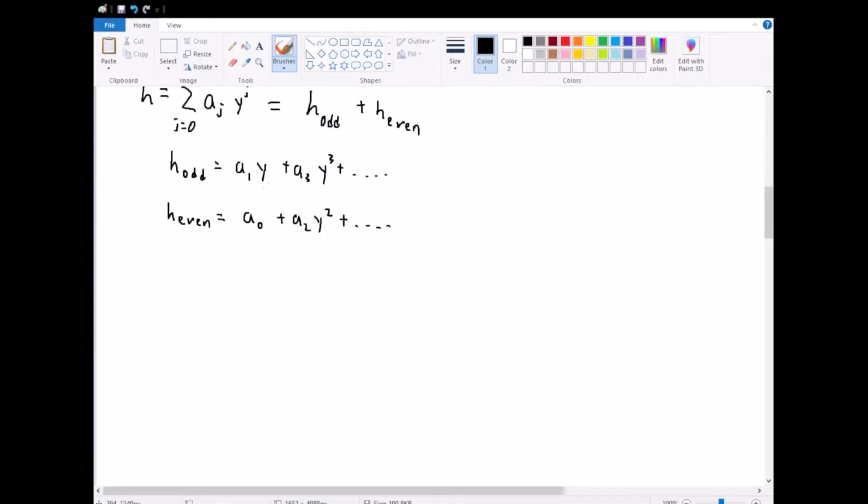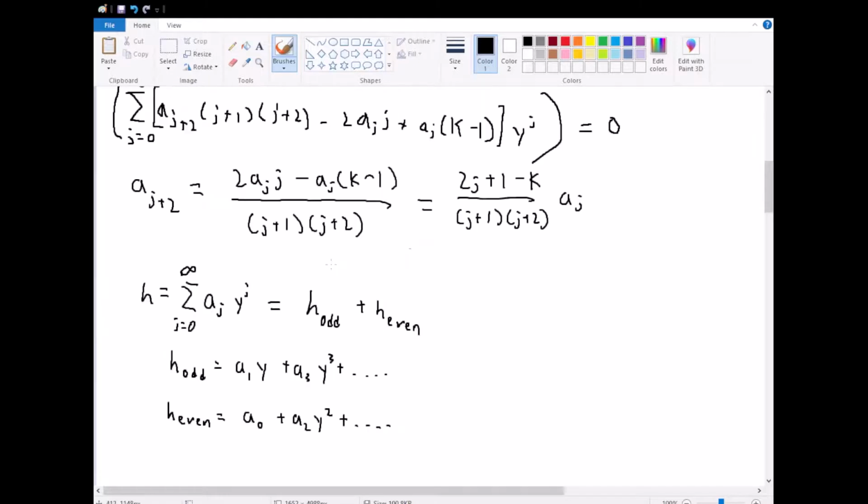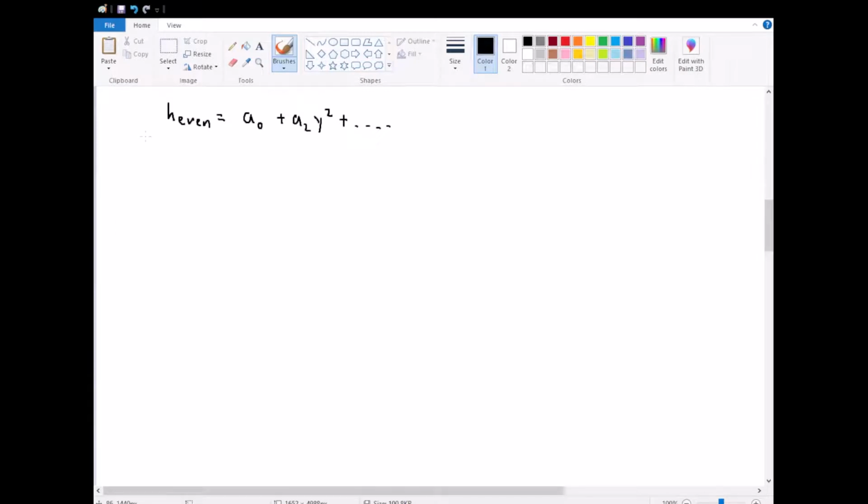To actually find out what this problem is, we have to take this recursion formula and look at it in the case where j is very large. So if we take the positive infinity limit for j, what will happen is that the 2j at the top dominates and the j squared at the bottom dominates. So what you have left is 2 over j times a_j. So let's write this out. Whoops, that's not what I wanted to write. a_{j+2} starts behaving like 2 over j times a_j when j is large.